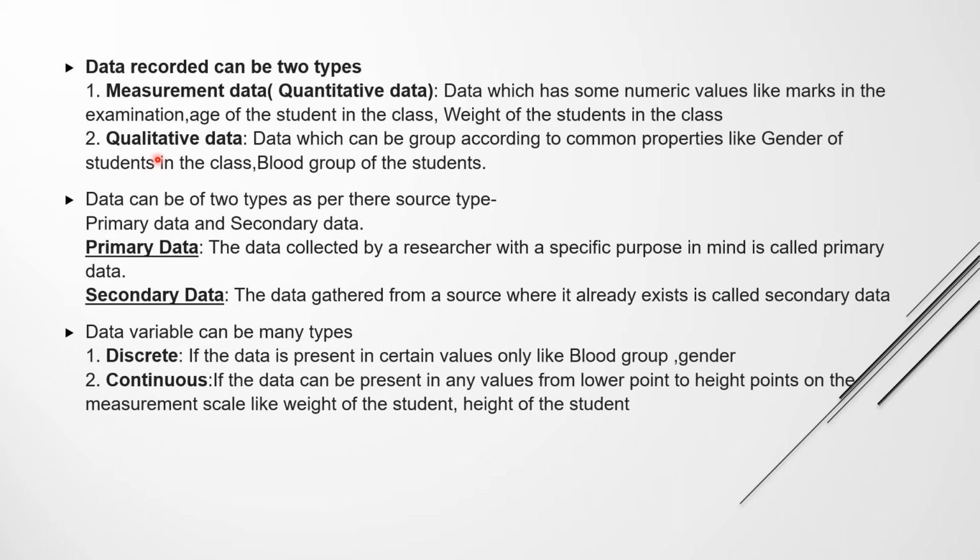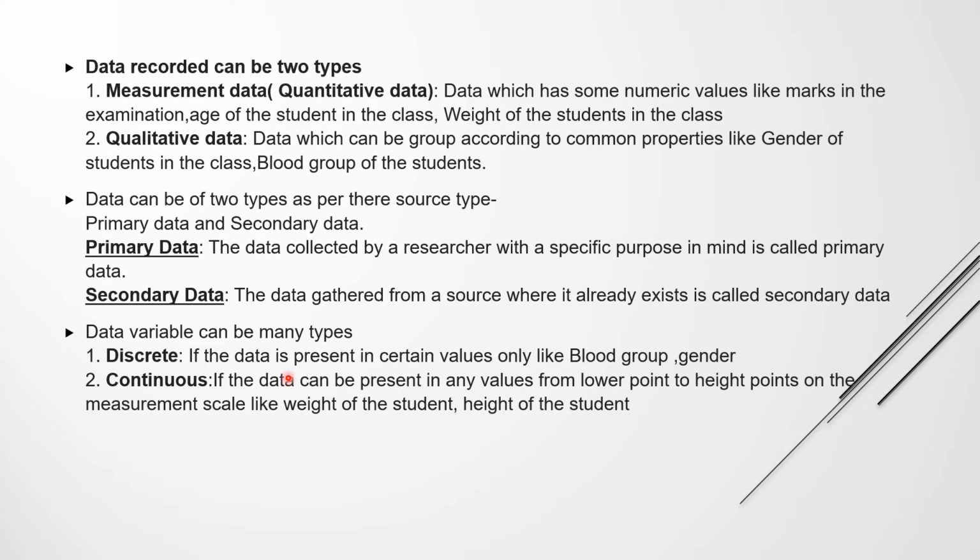Now, on the basis of the data variable, it is again of two types, discrete and continuous. When the data has certain values, for example blood group and gender, in that case it is called discrete data. And it is known as continuous data when it has a lowest point and a highest point. For example, we have measurements.